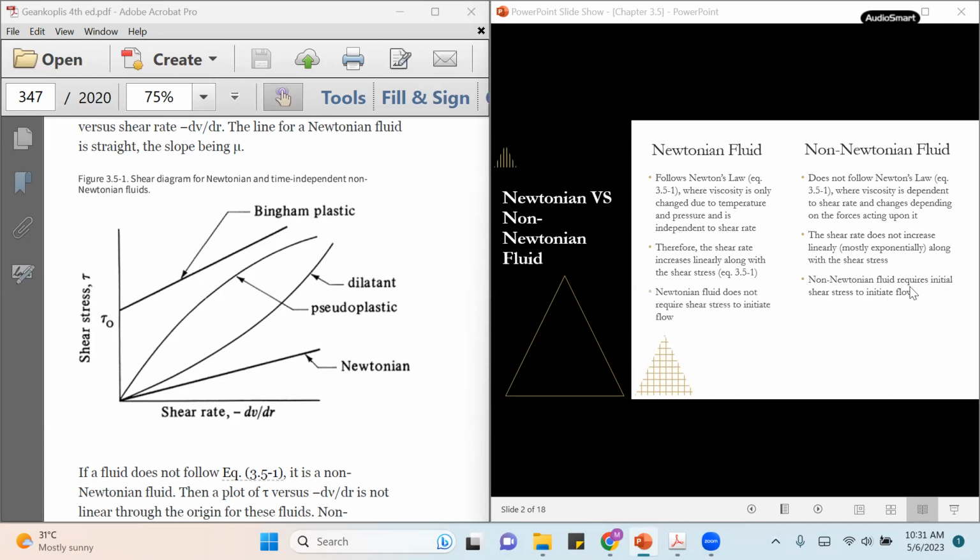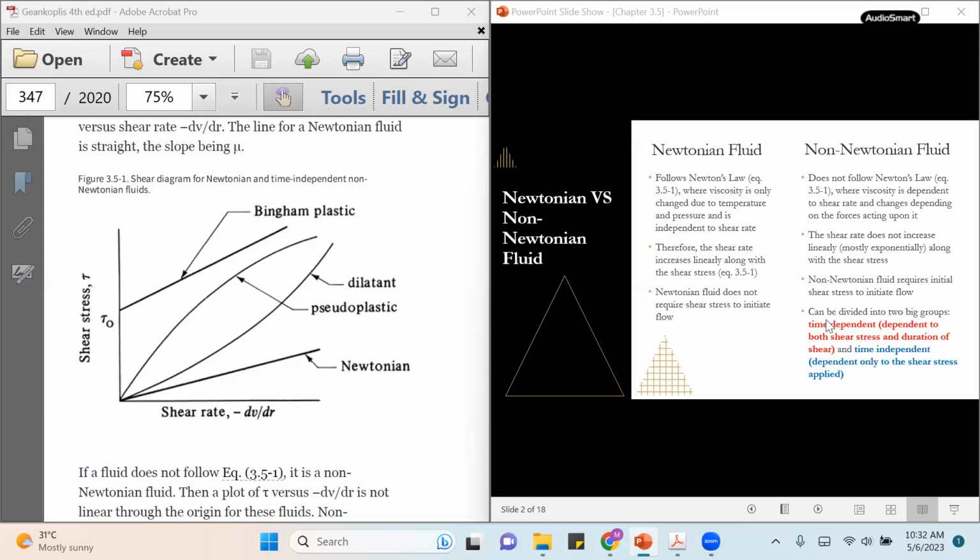Meanwhile, for non-Newtonian fluid, another requirement is that it requires initial shear stress to initiate flow. That's why Bingham plastic fluid here is also considered as one of the non-Newtonian fluids. Why? Because even though it has a linear line, which means the shear rate increases linearly along with the shear stress, Bingham plastic fluid requires initial stress, or tau 0, to initiate flow. That's why it's considered a non-Newtonian fluid.